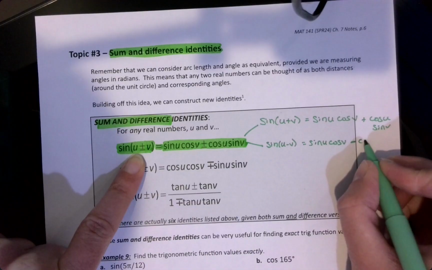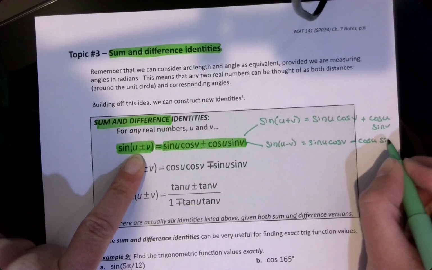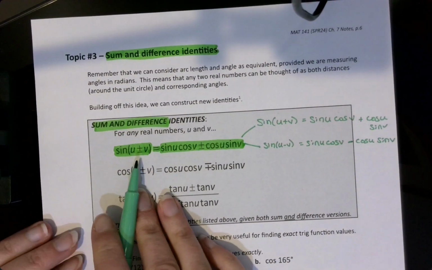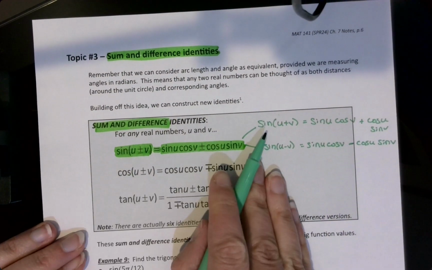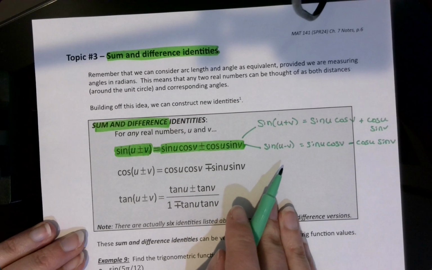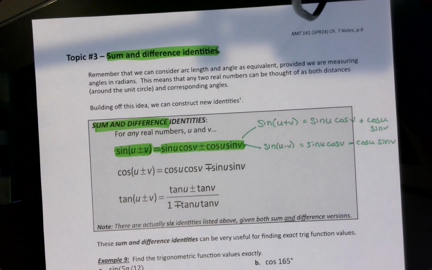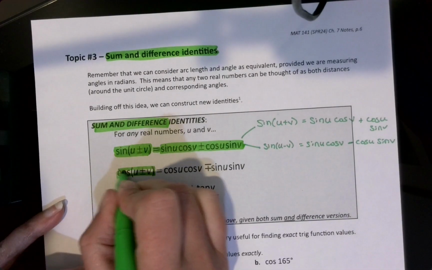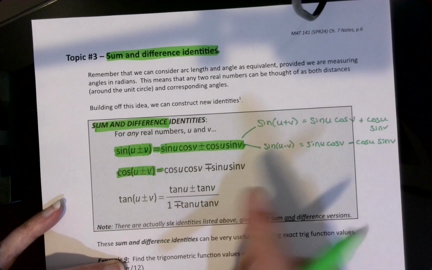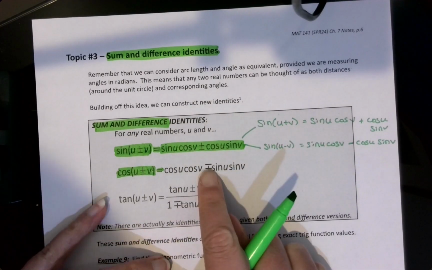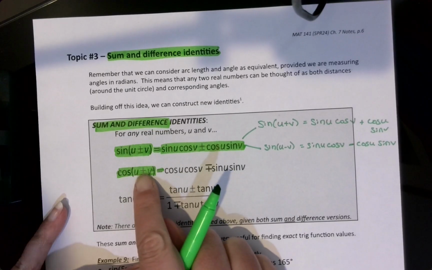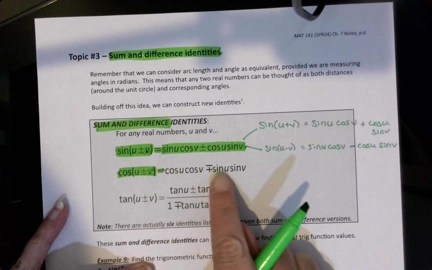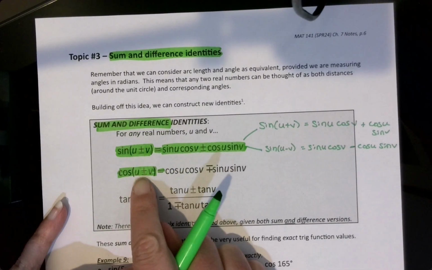Similarly, we have identities for cosine: cosine of u plus v, and cosine of u minus v. Note the symbol switch over here. For the sum identity for cosine, you're going to do cosine u cosine v minus sine u sine v. And for the difference identity, you'll do cosine u cosine v plus sine u sine v. So this is just, again, shorthand for those two identities. You can write them out separately. Make sure you go across the top row for the sum identity and across the bottom row for the difference identity.